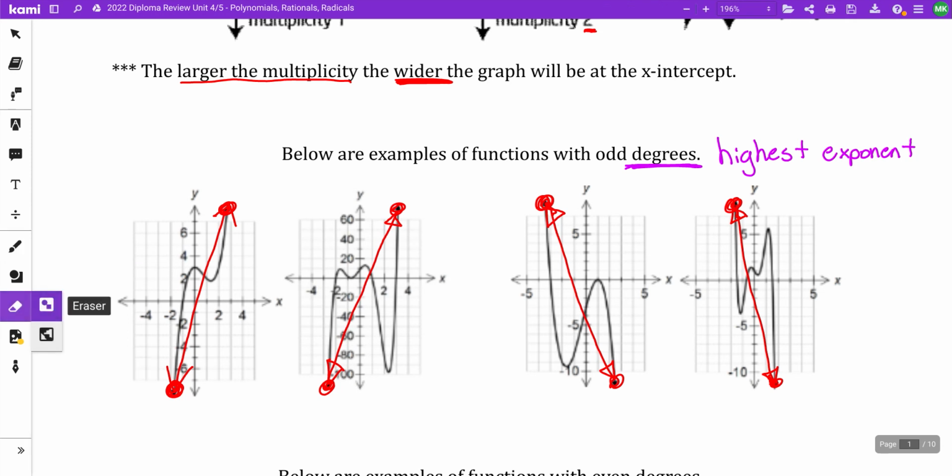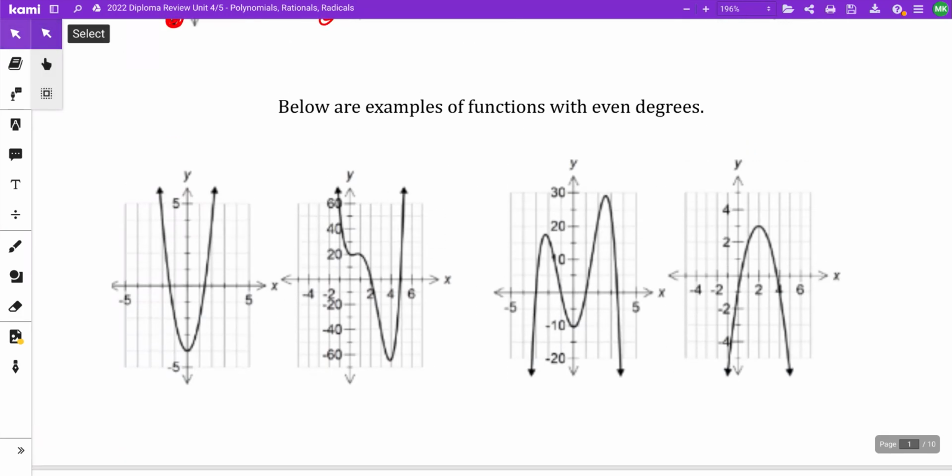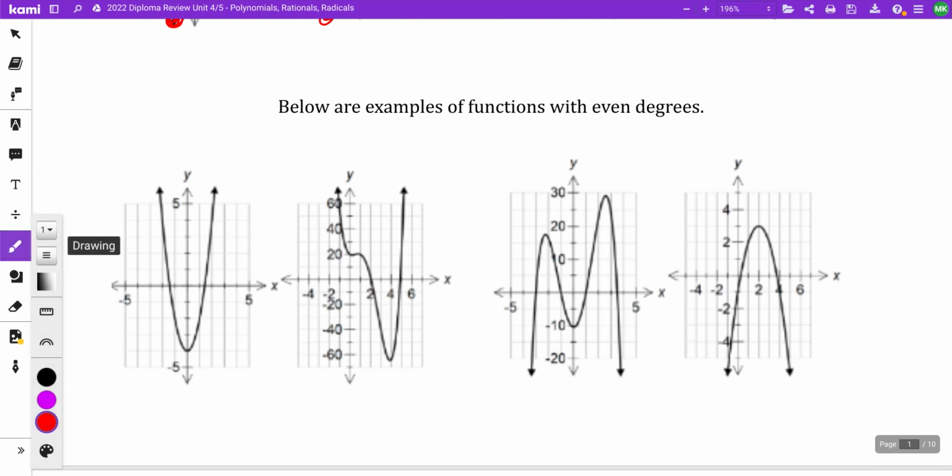Cool. Even degrees, when you connect the tails, create that quadratic, that parabola look. So down here are examples of even degrees. If you were to connect the tails, the general trend, this one's clearly just a parabola. That means it's an even degree.